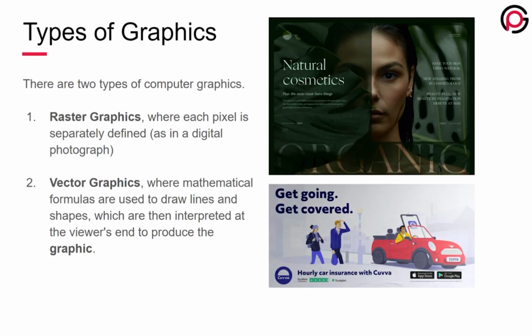Next is the type of graphics. There are two types of graphic. First one is raster graphics and the second one is vector graphic. Let's understand what are raster graphics and what are vector graphics. Raster graphics are made of pixels. If you zoom it by 100%, then pixels will be visible. For example, if you zoom a photograph by 100%, then pixels start to be visible to you.